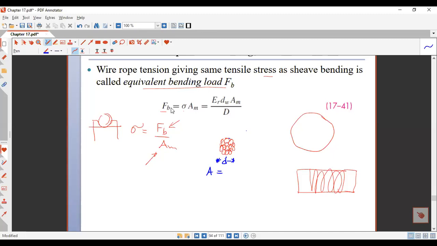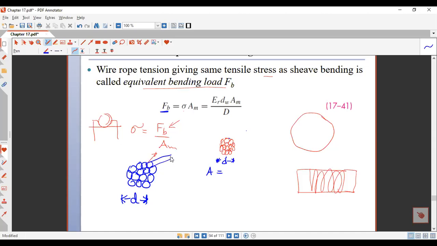So what I was saying is that there is an equivalent bending force. My question is, if we have a rope that is made up of wires like this, what will be the diameter of this, or what will be the area of this rope? Let's say that we have made our effort to make it round and the diameter of this rope is d.